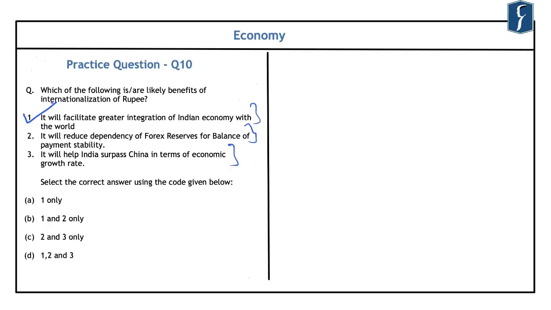Further, as we note that when there is balance of payment crisis, the RBI releases its foreign exchange reserves to pay for such balance of payment crisis. However, if rupee is internationalized, India's dependency on the forex reserves for balance of payment stability will decrease drastically, and hence the second statement is also correct. However, the third statement is ambiguous here, and for India to surpass China in terms of economic growth rate, there are other important factors as well. So not necessarily the internationalization of rupee will help India surpass China in terms of economic growth rate. So the third statement is incorrect, and hence the correct answer that comes out is B, that is 1 and 2 only.